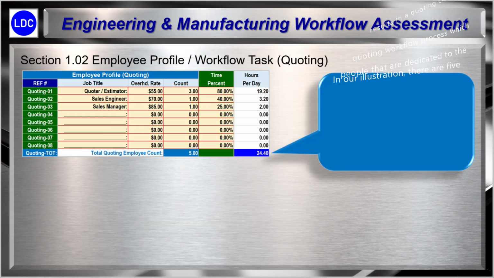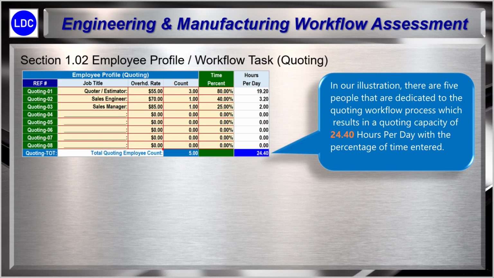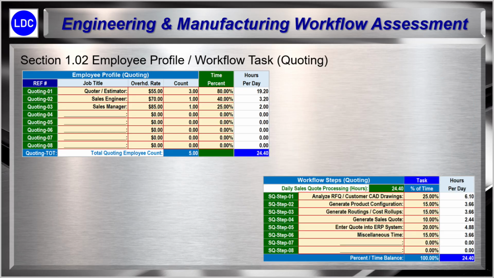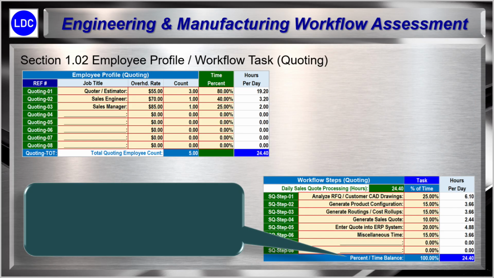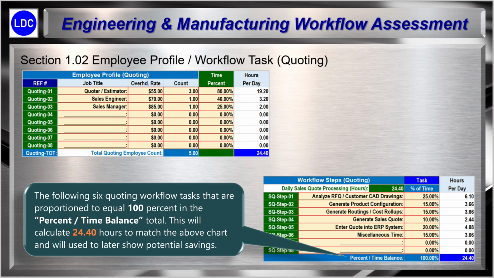In our illustration, there are 5 people that are dedicated to the quoting workflow process, which results in a quoting capacity of 24.40 hours per day with the percentage of time entered. The following 6 quoting workflow tasks are proportioned to equal 100% in the time balance total. This will calculate 24.40 hours to match the above chart and will be used to later show potential savings.